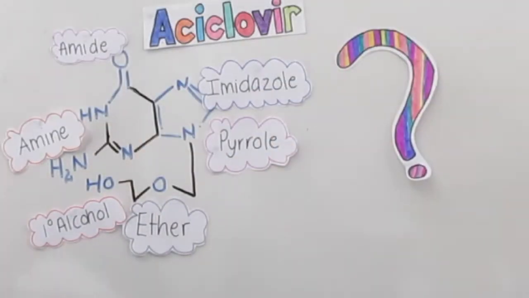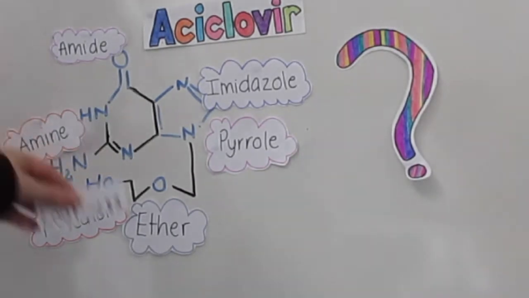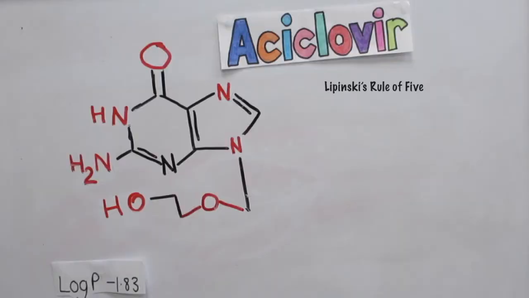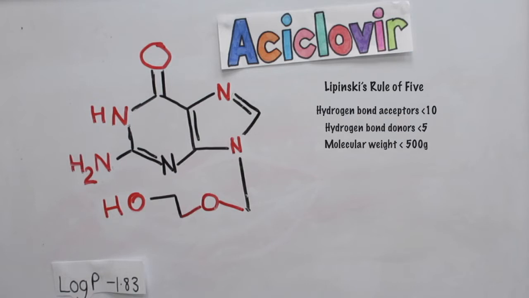Okay, here's another question then. Does this structure apply to Lipinski's rules if I told you that the log P is minus 1.83? I believe it follows Lipinski's rules, as these state that a good guideline to follow to achieve good oral bioavailability includes properties such as no more than 10 hydrogen bond acceptors, no more than 5 hydrogen bond donors, a molecular weight less than 500 grams, and a log P no greater than 5.